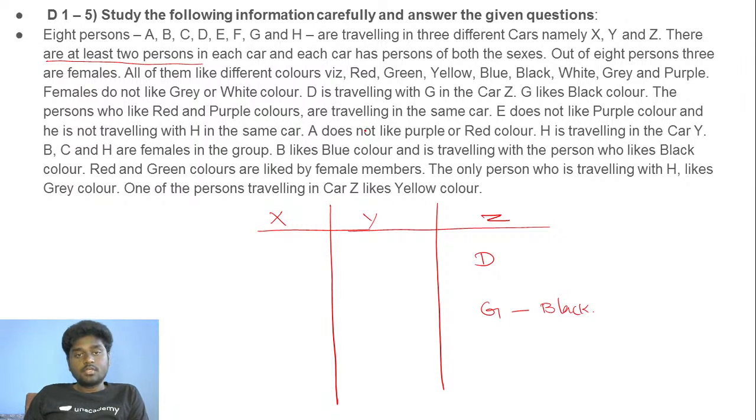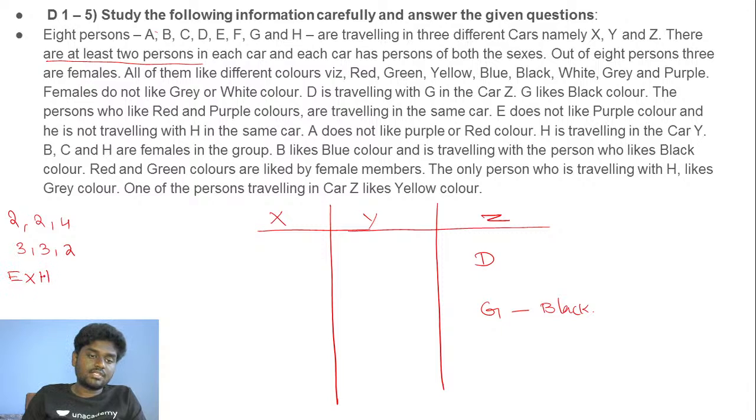So listen carefully, guys. You have 8 persons, and it is mandatory that in all the 3 cars, 2 persons should definitely be placed. Okay, so the probable distributions, if you see, it can be 2, 2, 4, or it can be 3, 3, 2. So these two are the probable distributions we have. Okay, let's see which one works out here. And yeah, E does not like purple color. Okay, and he is not traveling in the same car as H. So E does not travel with H. Okay, does not like purple or red color.